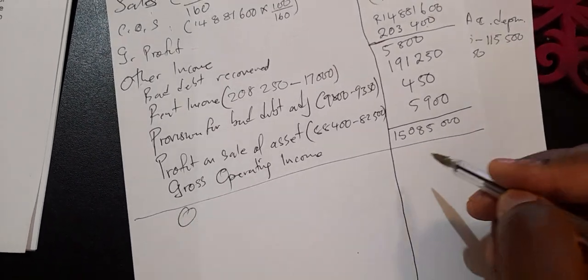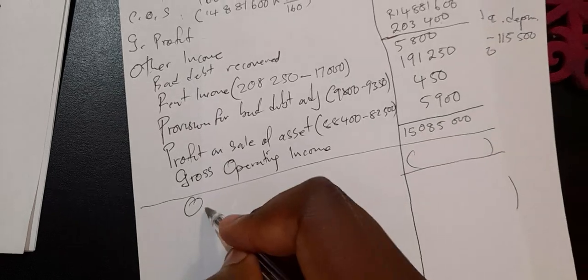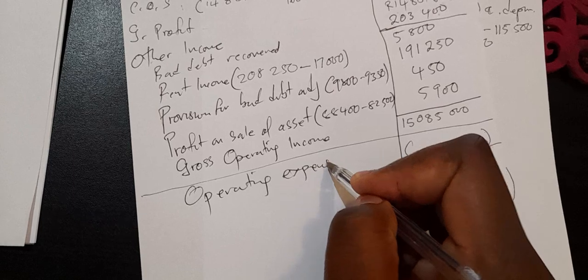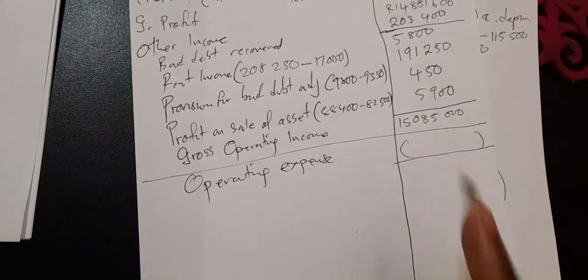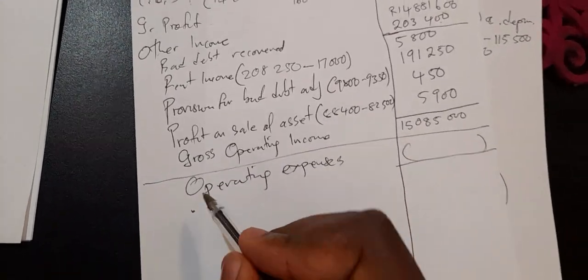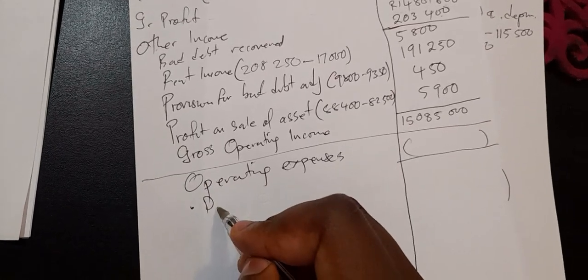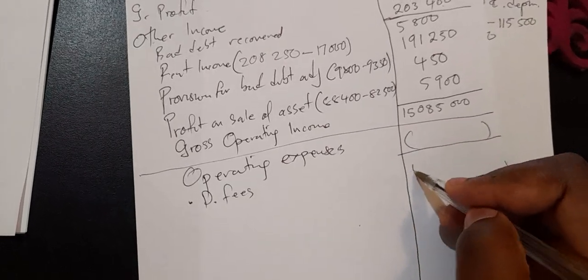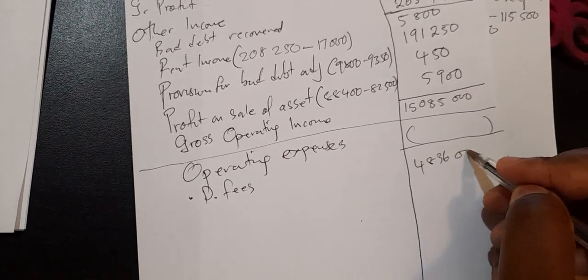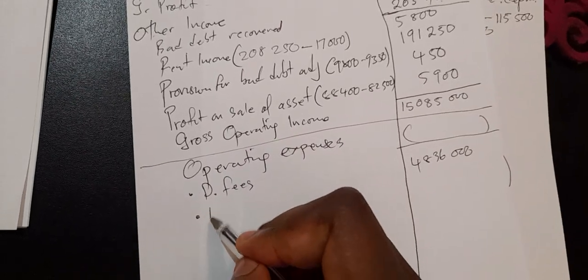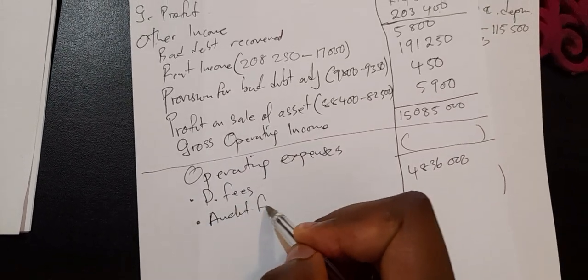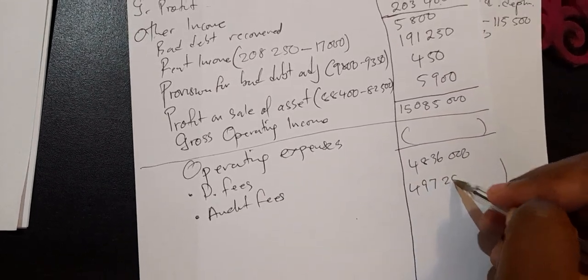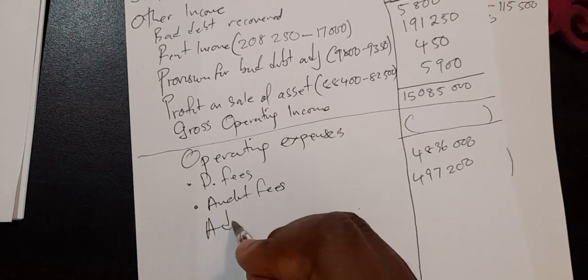So we would have to less our operating expenses. Number one, we have your director's fees. Your director's fees, you'd have to write in full. Your director's fees for 836,000. And we also have our audit fees, which is 497,200. We also have our advertising.